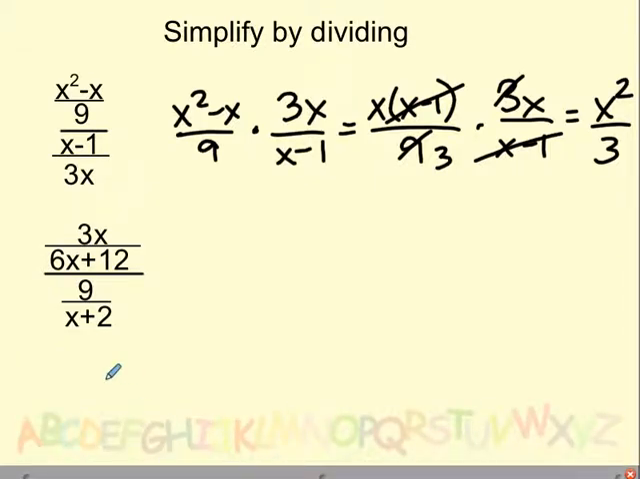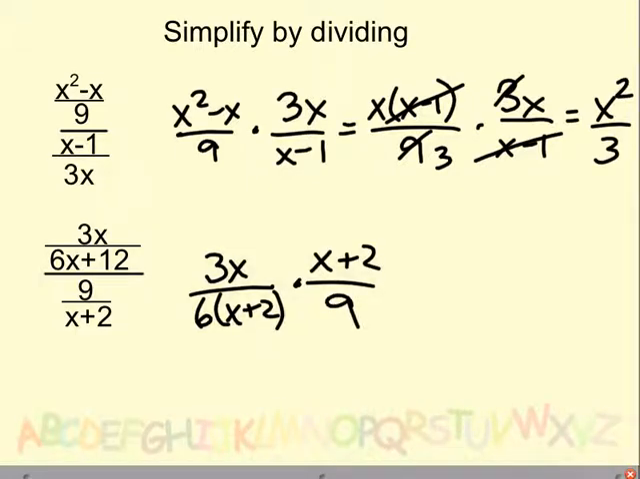All right, this next one, I'm going to go ahead and factor while I write it out. So I get 3x over 6 times x plus 2, just factoring out a 6, times the reciprocal, x plus 2 over 9. Now the x plus 2's can cancel out. The 3 and the 6 can cancel out, and I'm left with x over 2 times 9, or 18.